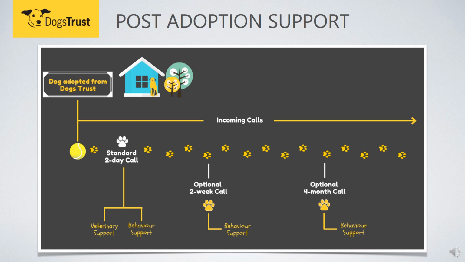Just as an idea of the kind of uptake we have for this support program, in 2019 we had around 12,800 recorded adoptions over the year, and the opt-in for post-adoption follow-up telephone calls was 85%, so on the order of 11,000 adopters getting this proactive support and providing us with incredibly valuable information about how our dogs are getting on in their forever homes.